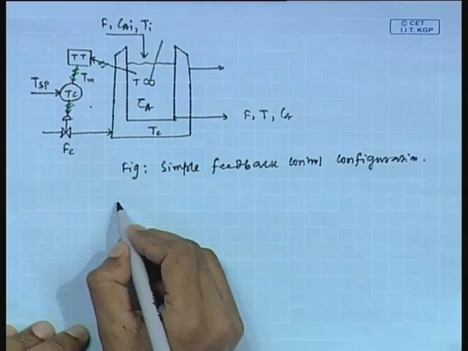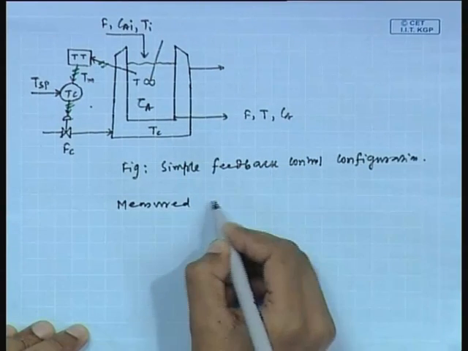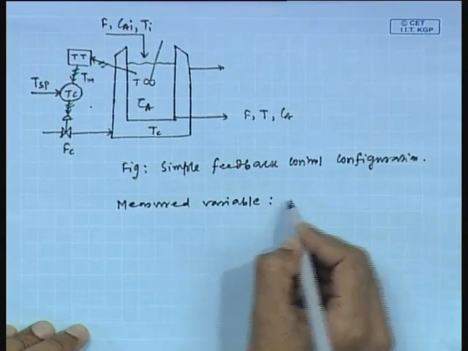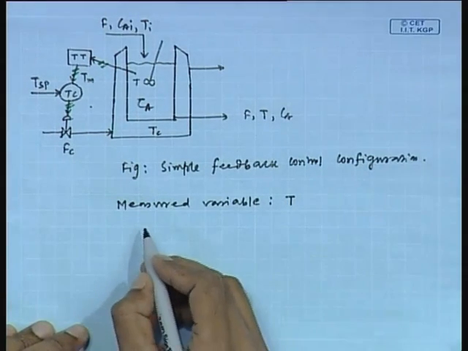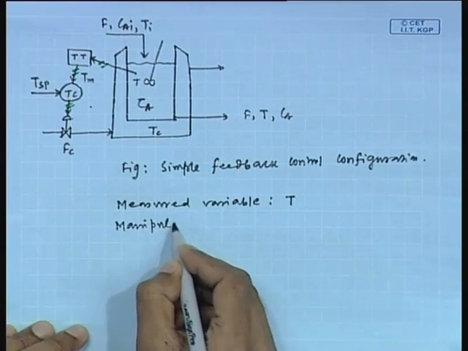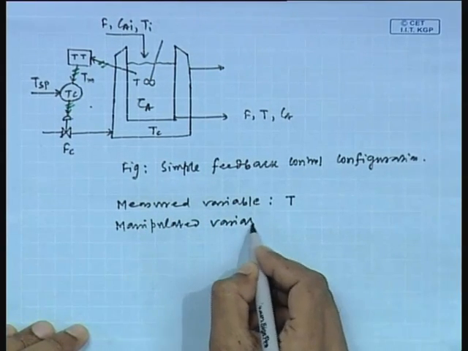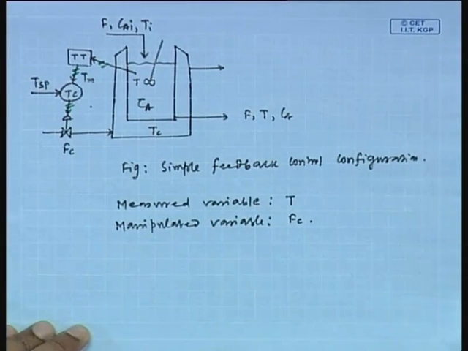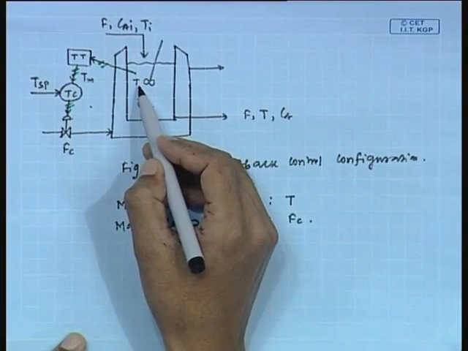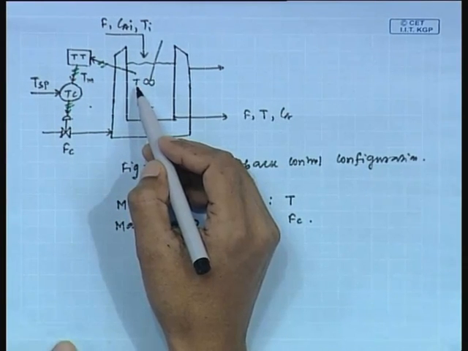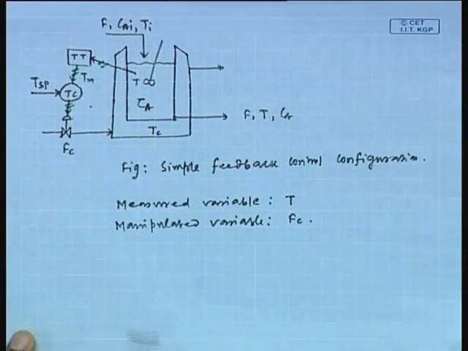Now, in this configuration, which one is the measured variable? Measured variable is T. Which one is the manipulated variable? Manipulated variable is Fc. Now, it is obvious that T responds much faster to changes in Ti than to changes in Tci. There are two possible disturbances, one is Ti, another one is Tci.